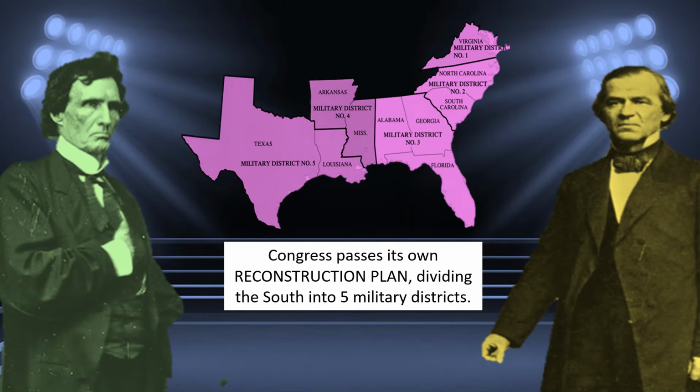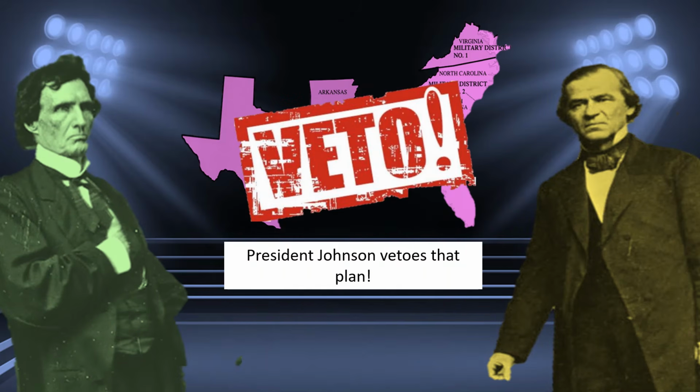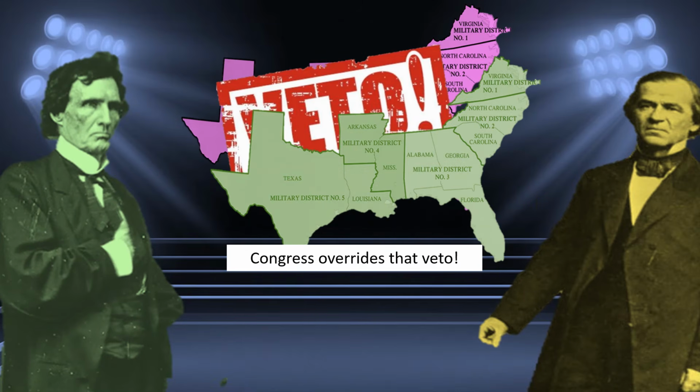Radical Republicans passed their own Reconstruction plan. Johnson was already expecting this hit. He quickly vetoes that plan. Well, we already know how this is gonna go. Yes, just as predicted. Congress boldly overrides that veto. The South will be divided into districts and militarized. Radicals are preparing for a final blow.